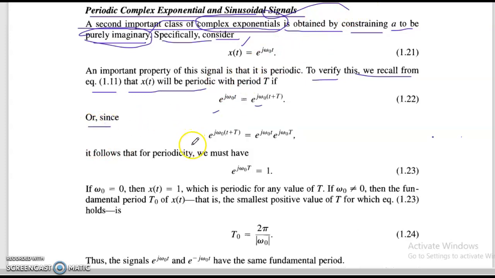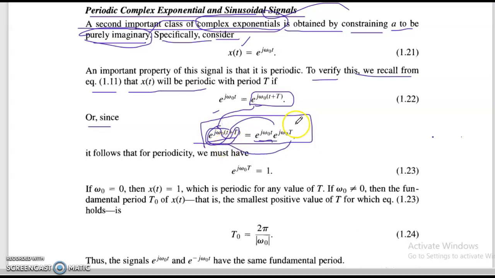Since e power j omega naught of t plus T equals e power j omega naught t multiplied by e power j omega naught T, where uppercase T is the period and lowercase t is the variable, it follows that for periodicity we must have e power j omega naught T equal to 1.